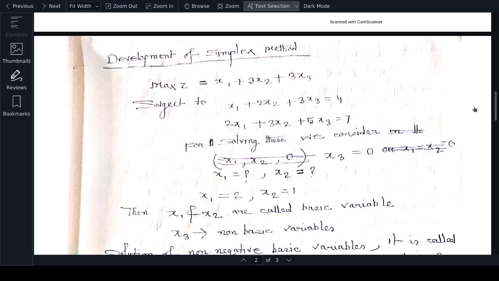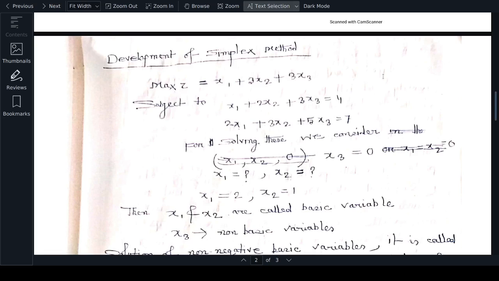Maximize z equal to x1 plus twice x2 plus 3x3 subject to the constraints x1 plus twice x2 plus 3x3 equal to 4 and twice x1 plus 3x2 plus 5x3 equal to 7. Has everyone got this one? Yes, sir. Okay.